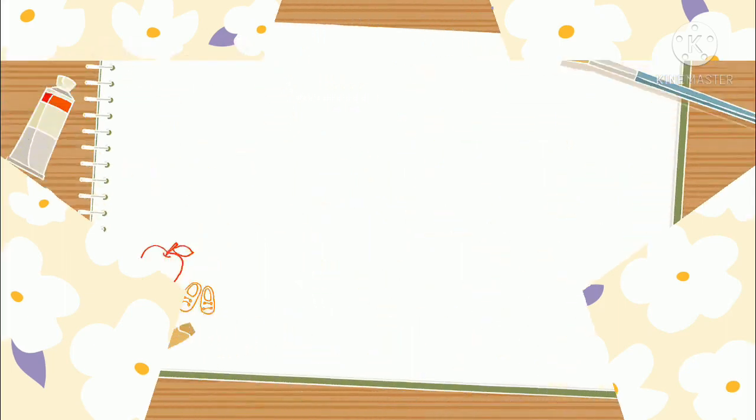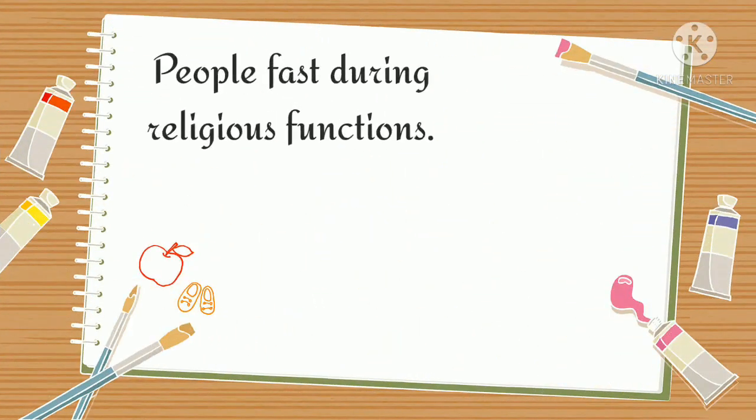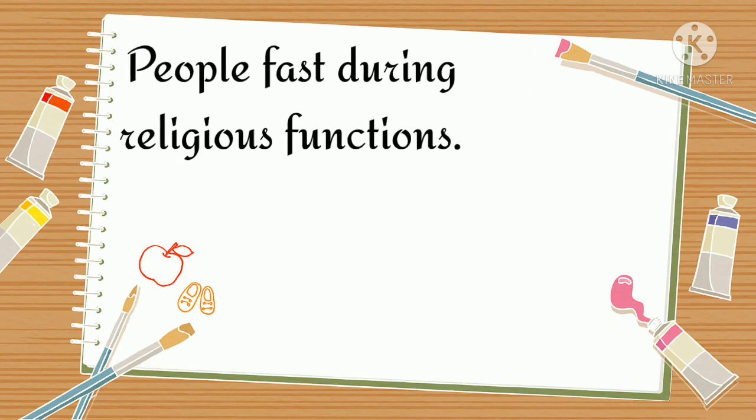Let us have some examples for fast as a verb, then an adjective, and finally an adverb. Your first sentence here is, people fast during religious functions. Here, fast is a verb which means not eating. Yes, sometimes at our home even elders do not eat for a day, saying that there is a prayer on that particular day or some religious functions on that day. So that is called as fasting and it is a verb.